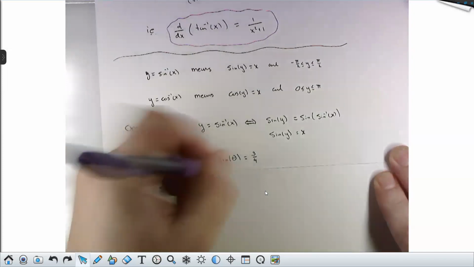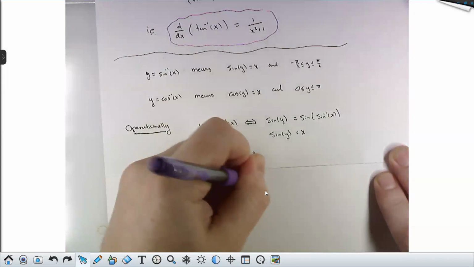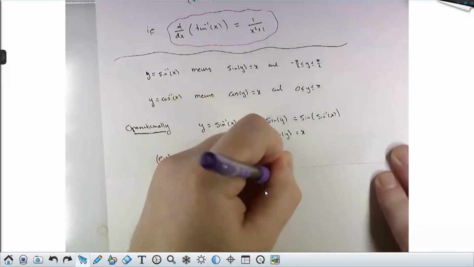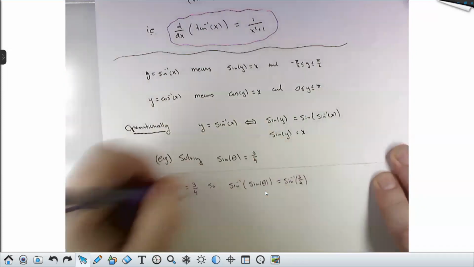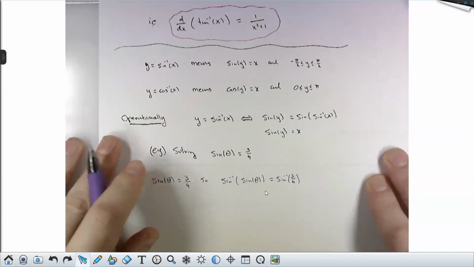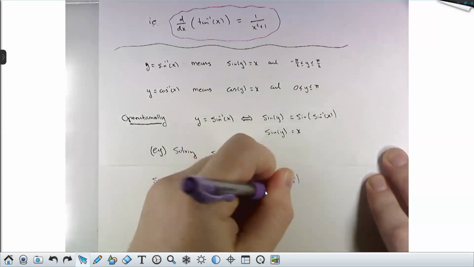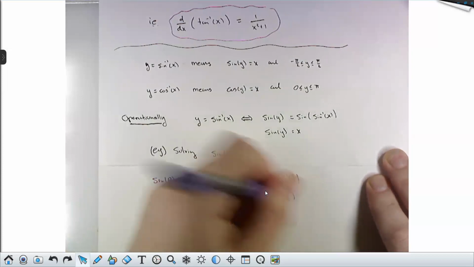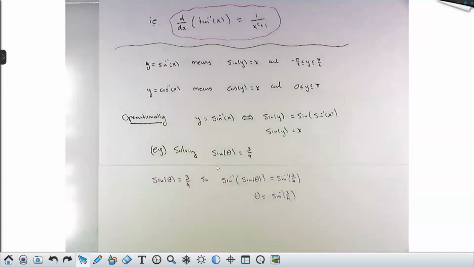So take inverse sine of both sides: sine inverse of sine theta, sine inverse of 3/4. On the left-hand side the sine inverse and sine cancel, and you just get theta equals sine inverse of 3/4, which is not a nice number, right? The reason we have these inverse trig functions is to allow us to write down solutions to equations like this, even though the number on the right-hand side is not pleasant at all.